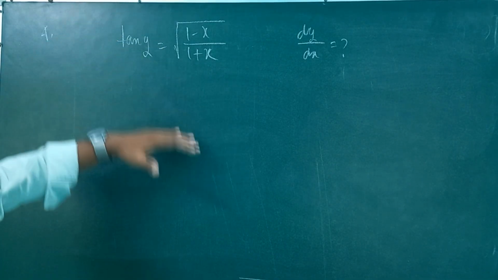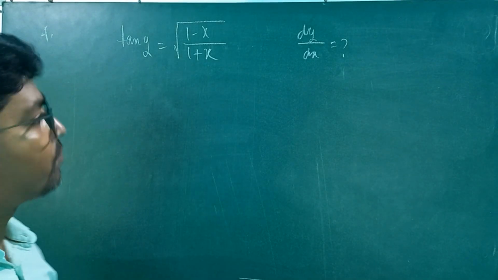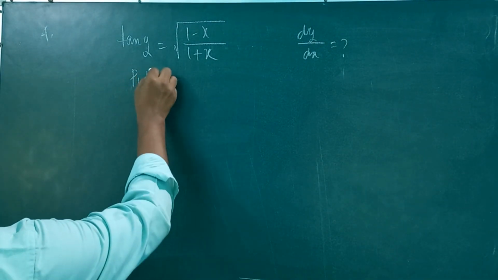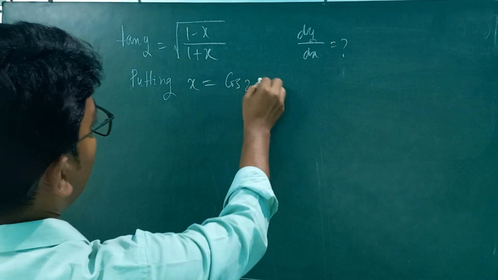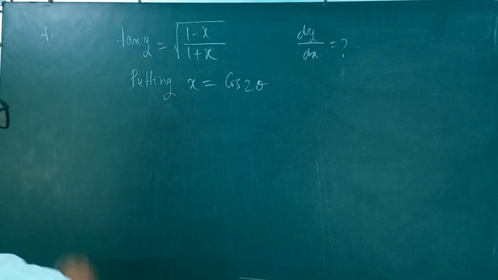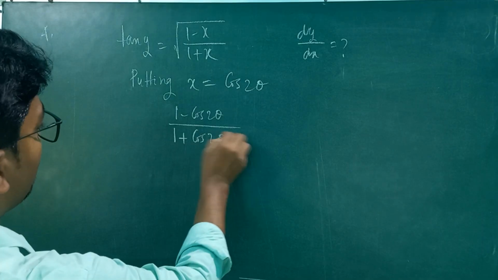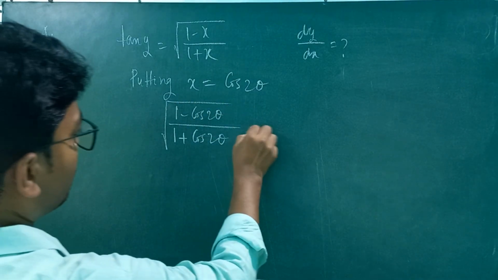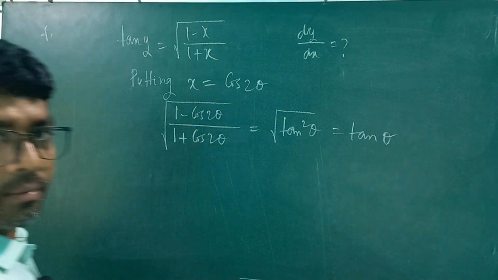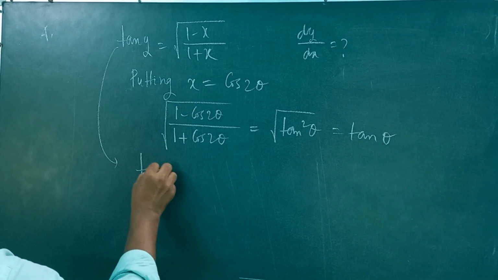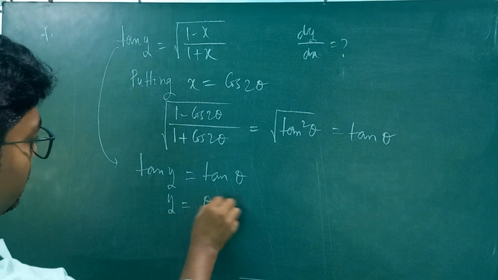So before applying the derivative, first we simplify the function using a trigonometric rule. Suppose we substitute this x as cos 2 theta, then what will you get? 1 minus cos 2 theta by 1 plus cos 2 theta. What is this one? This one is tan square theta, and you get only tan theta. So your function becomes tan y equal to tan theta. That is y equal to theta only.